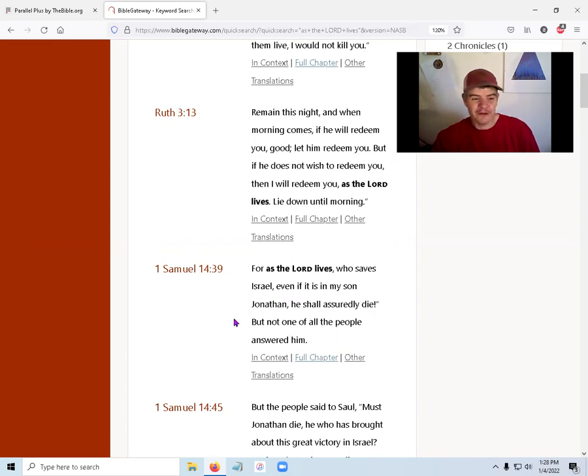They took a vow. Saul was like, don't be eating no food. If you eat food, you're going to die. Jonathan, his son, did not hear about this vow. Jonathan ate some honey. He felt better. "As the Lord lives, who saves Israel, even if it was my son Jonathan, he shall surely die." So Saul's saying, I promise, no matter what. Even if it's Jonathan, my son, who ate the food, he's going to die.